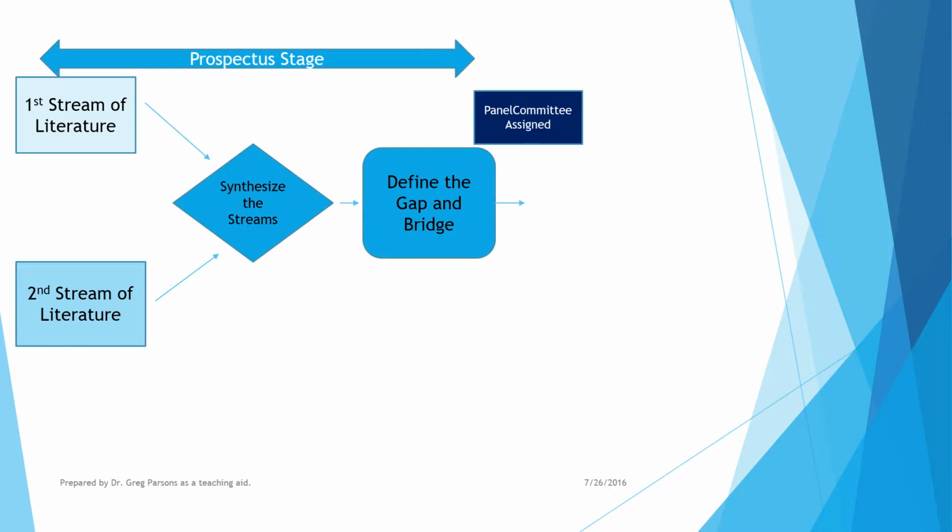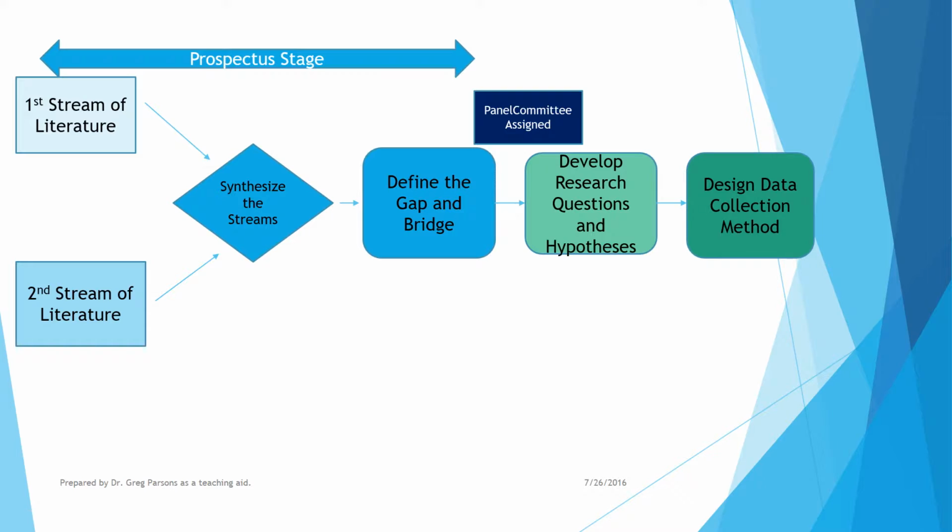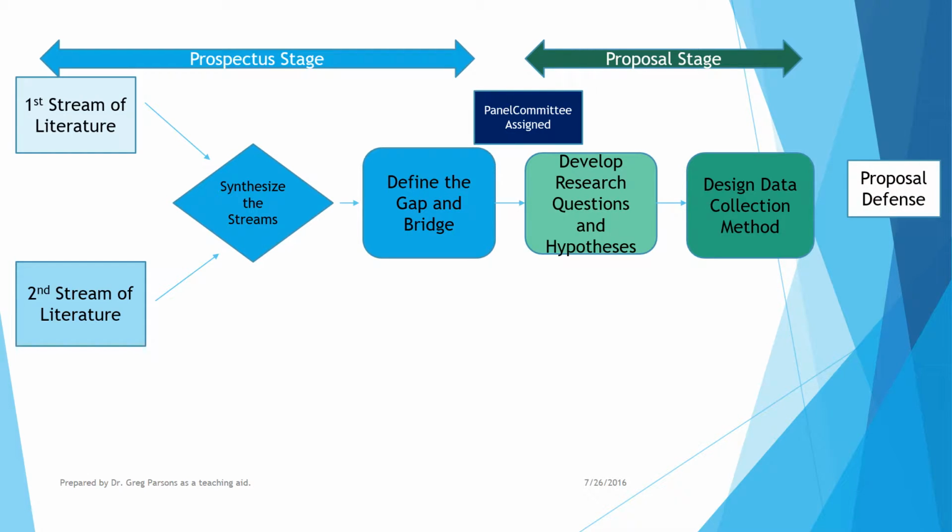After the prospectus stage, we enter what's called the proposal stage. At that point, you're going to convert the bridge and the gap into research questions and testable hypotheses. You're going to look at data collection methods, data analysis methods, where you plan to gather the data. And then when all those parts are put together, you'll have 3 complete chapters. Chapter 1, Introduction. Chapter 2, Literature Review. Chapter 3, Methodology. And then you will defend it.